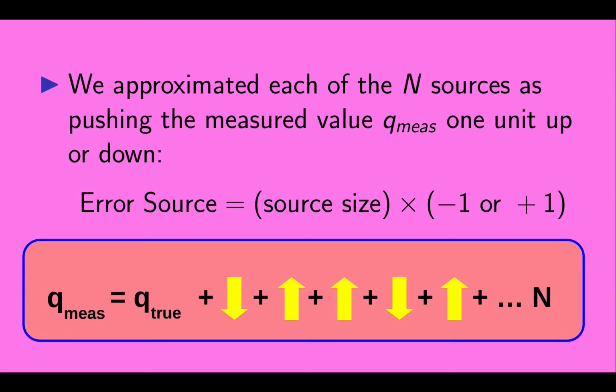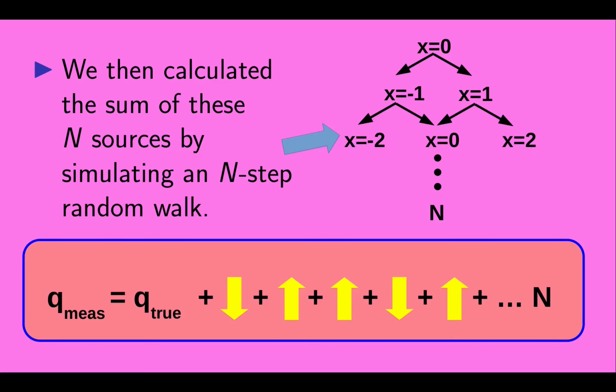We approximated each of the n error sources as pushing the measured value q measured 1 unit up or down from the true value q true. So the error source was a constant size, in this equation denoted source size, times -1 or +1. We represented the sum of the n error sources as n arrows, all of the same length, pointed up or down. Then we calculated the sum of these n sources by simulating an n-step random walk.